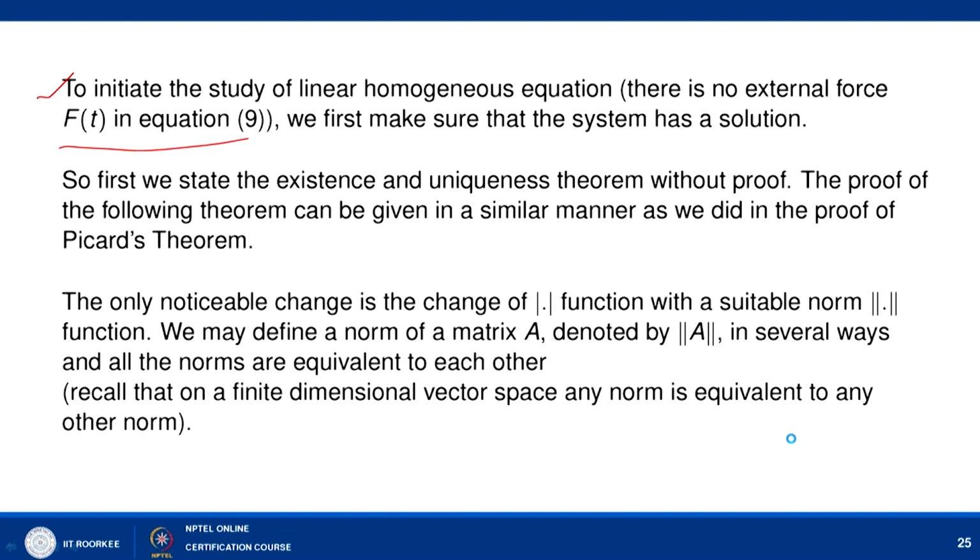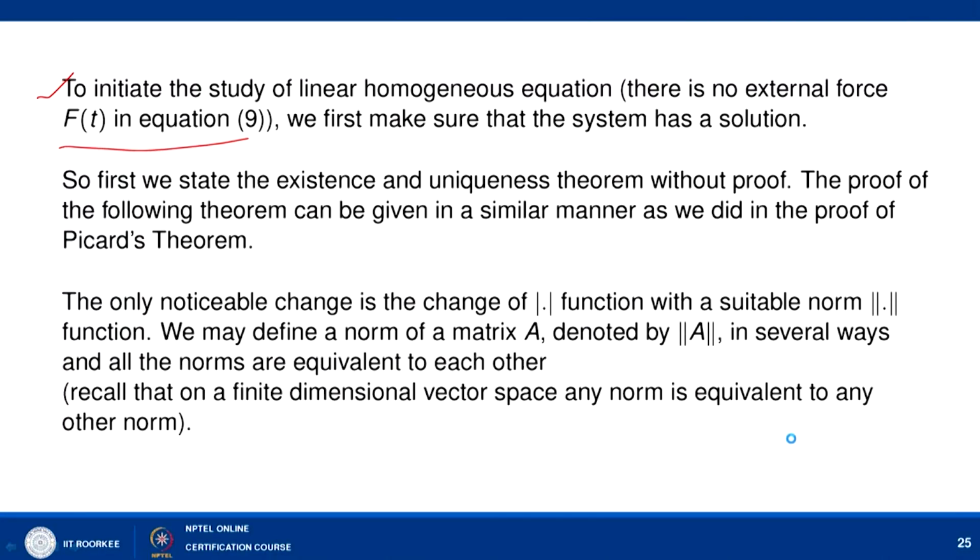To initiate the study of the linear homogeneous equation, we first make sure that the system has a solution. Then we try to find out what type of solutions there are and the properties of solutions of the homogeneous equation. So, first we state the existence and uniqueness theorem without any proof, and the proof of the theorem can be given in a similar manner as we did in the proof of Picard's theorem.